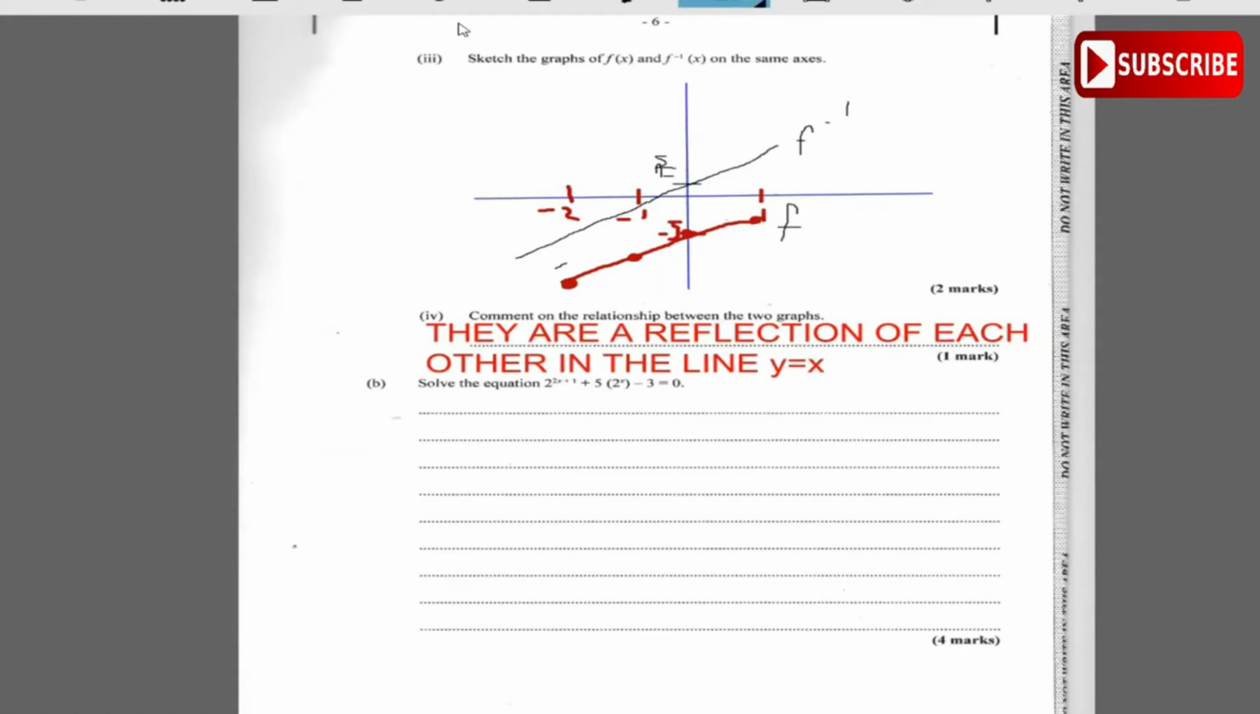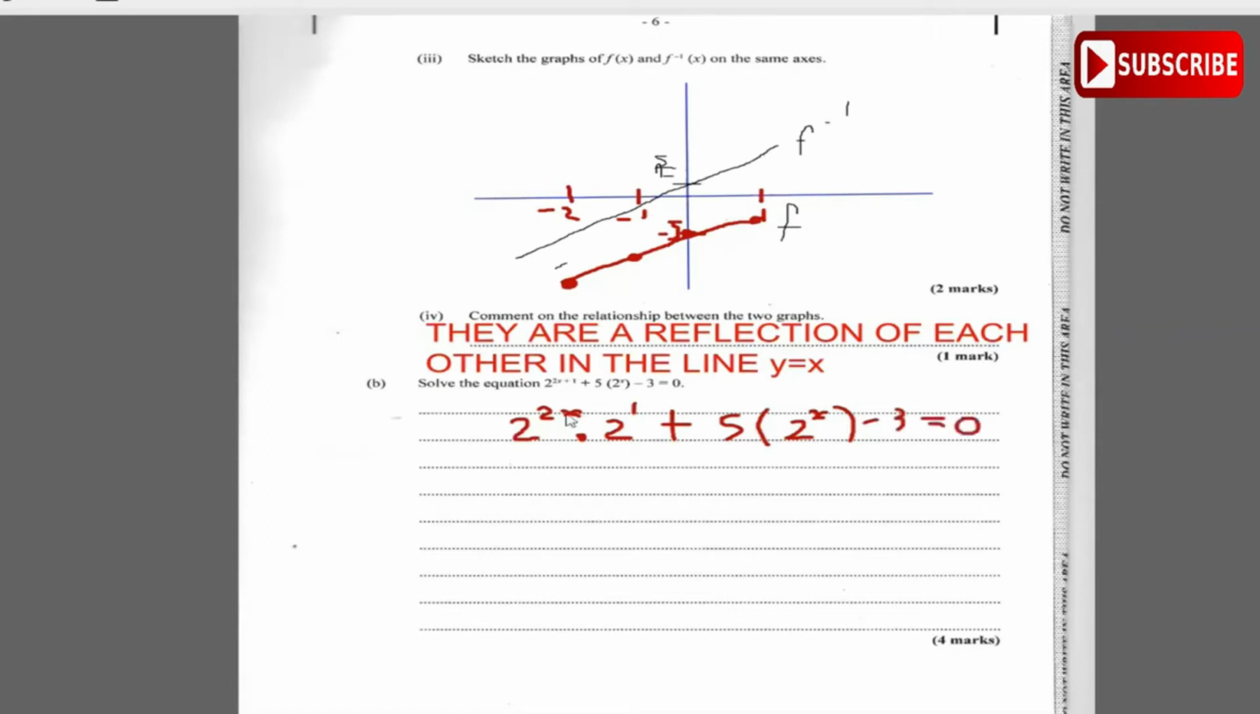So to solve this equation, the first thing is, this 2 to the 2x plus 1, you can separate it as 2 to the 2x times 2 to the 1, right? By laws of indices, we can break it out like that. Plus your 5 times 2 to the x minus 3. Nice. Now this looks like we can solve it, right?